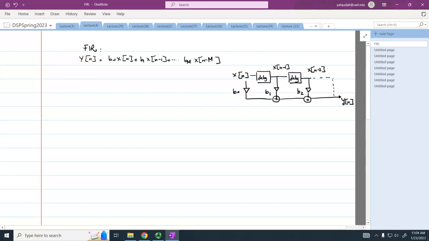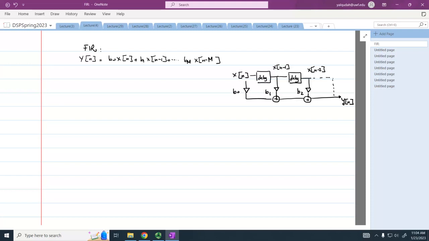Does that make sense? This is a representation of this equation. x of n multiplied by b0. I delay x of n. I'm going to get x of n minus 1 multiplied by b1. Delay it. x of n minus 2 multiplied by b2. And I add all these together. I'm going to get y of n. Make sense, everybody? Again, we'll see this in more detail later.